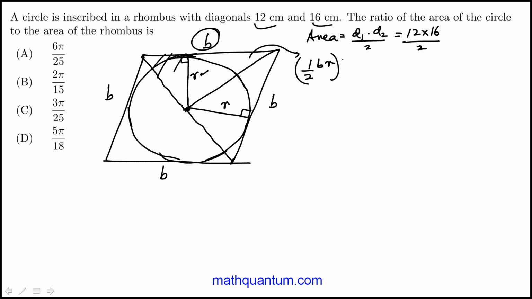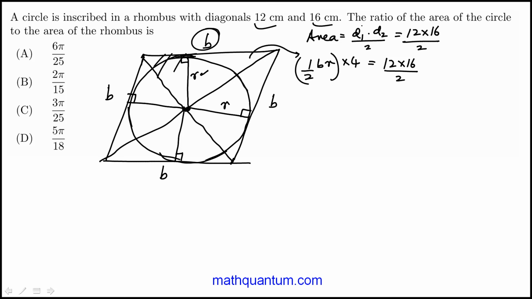So I have 4 of these, and that must equal the area of the rhombus, because I've really just divided it into these 4 triangles. So that must equal 12 times 16 over 2. So that's the first relationship.